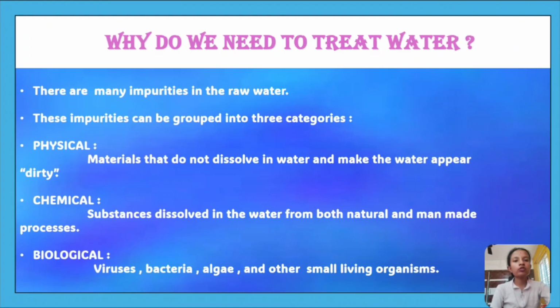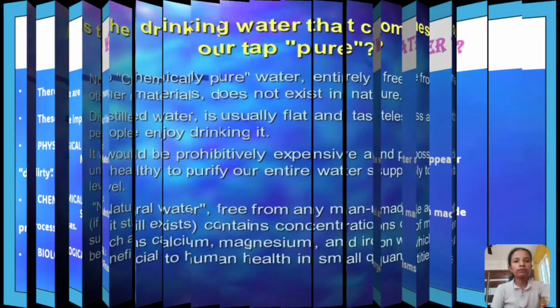First of all, let us know why do we need to treat water. There are many impurities in the raw water. These impurities can be grouped into three categories, that is physical, chemical and biological. Physical, materials that do not dissolve in water and make the water appear dirty. Chemical, substances dissolved in the water from both natural and man-made process. Biological, viruses, bacteria, algae and other small living organisms.